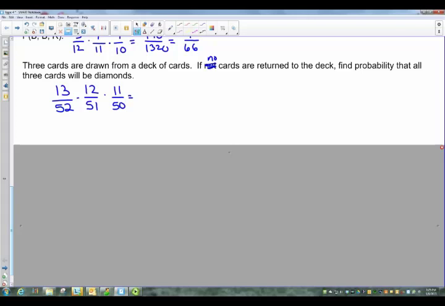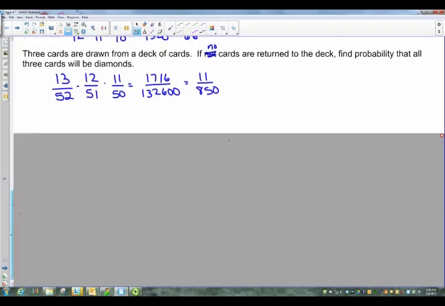So 13 times 12 times 11 is 1,716. 52 times 51 times 50 is 132,600. And now to finish this up, we divide it out, simplify the best we can, and when you simplify, this simplifies down to 11 over 850, and there you go. So if you were to go and draw just 3 random cards, 11 out of every 850 times you do that, you should get 3 diamonds.